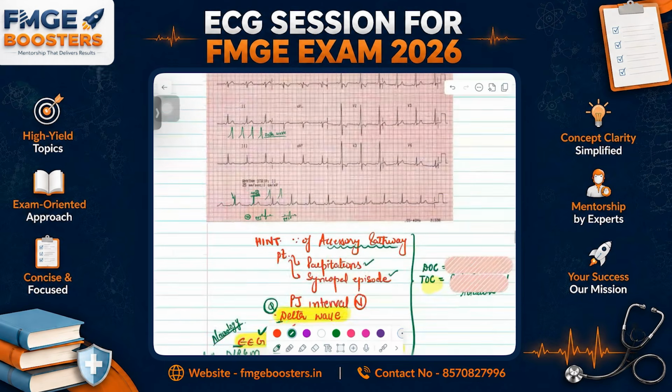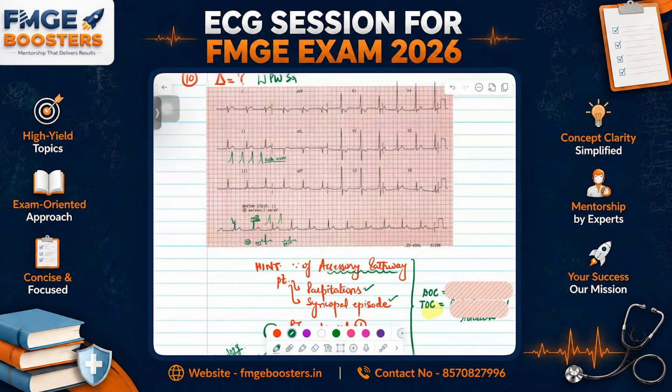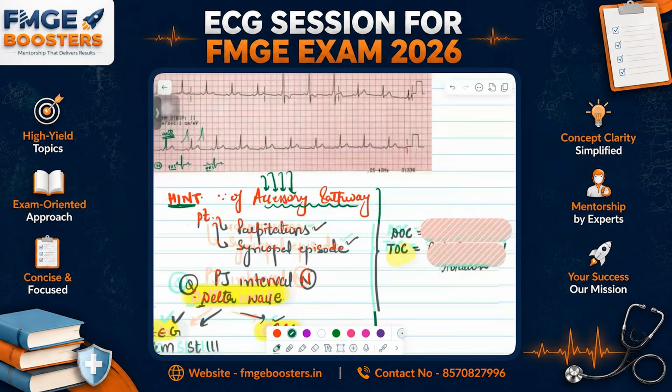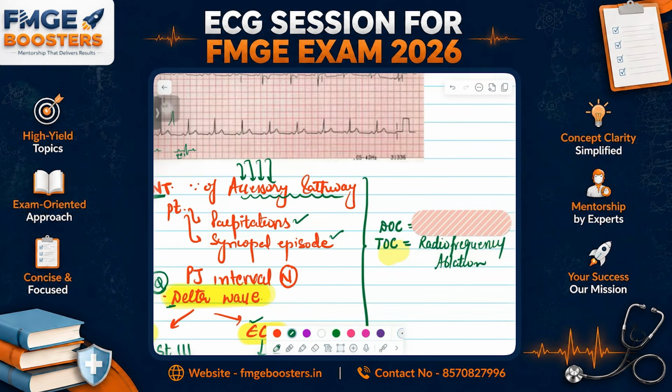Great. ठीक है, guys. अब we got to know about WPW syndrome. Like, the patient is having palpitations, syncopal episodes. These are hint points in exam, and it is because of accessory pathway. If I ask you what is the treatment of choice, if there is some accessory pathway, what will be the treatment of choice? What do you want? How do you want to treat the patient? Exactly. We will do radio frequency ablation.